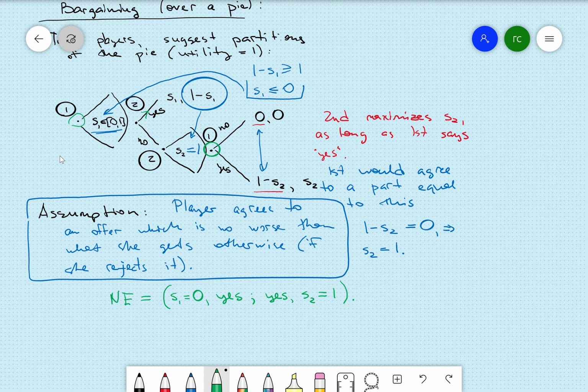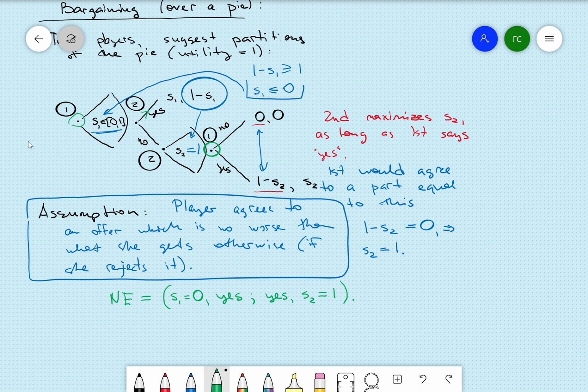But imagine that we do two things. First, we just cancel the pride. So there is no pride. We just cancel it out from our modeling. And second thing, instead of saying that the player agrees to an offer which is no worse, we say that the player agrees to an offer which is somewhat better than what she gets otherwise.